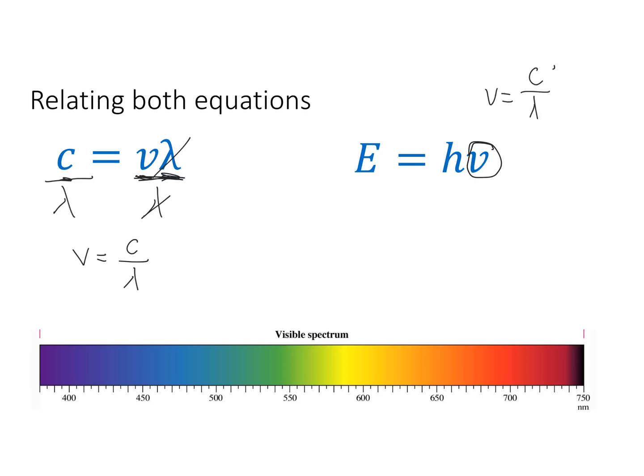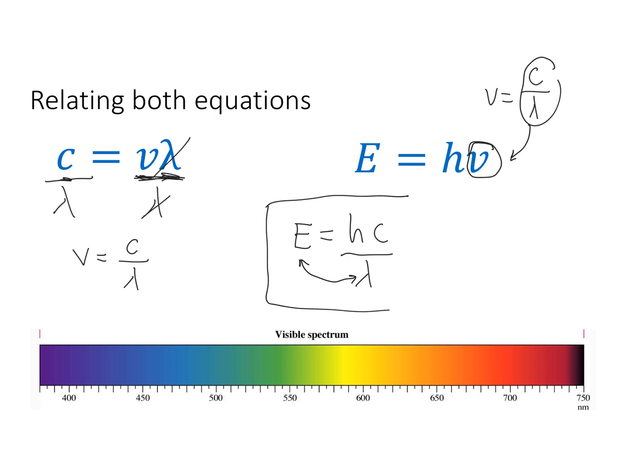And I'm going to plug this in directly in place of my frequency to give me a combined equation, where energy equals Planck's constant times the speed of light divided by my wavelength. And now I can get a direct relationship. I can directly calculate my energy as a product of my wavelength, or vice versa, using this combined equation.